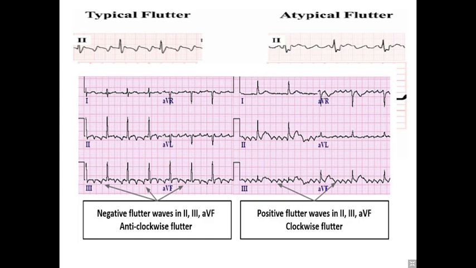Flutter may be typical or atypical flutter. If flutter is typical, negative flutter waves we see in second, third, and AVF leads, we call it anti-clockwise flutter. Atypical flutter also may be present, and we see positive F waves in second, third, and AVF leads. We call it clockwise flutter. Atypical flutter is more difficult to diagnose.